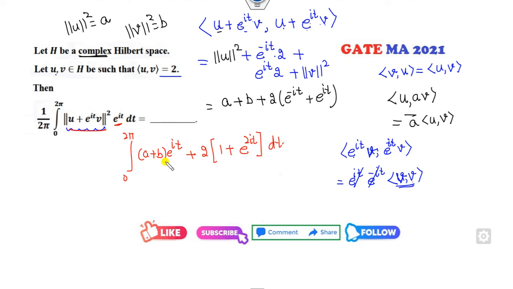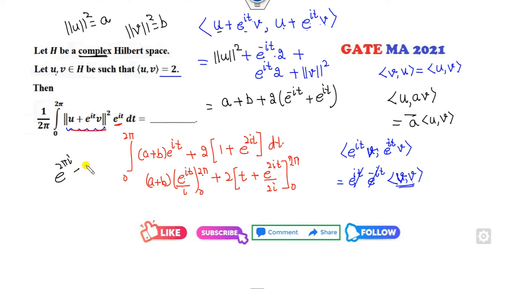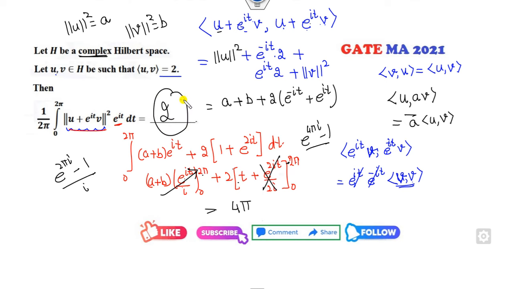Now you can integrate them. Once you integrate this, a plus b is a constant. It's e raised to power iota t over iota from 0 to 2 pi, plus 1 integration is t, it's my 2 iota t over 2 iota from 0 to 2 pi. Now clearly this value will be 0, because it's 2 pi iota, e raised to power 1 over iota. This value is my 0. Again, this value is e raised to power 4 pi iota minus 1. This value is also 0. The only remaining is my 4 pi. And if you divide it by 2 pi, the answer is 2.